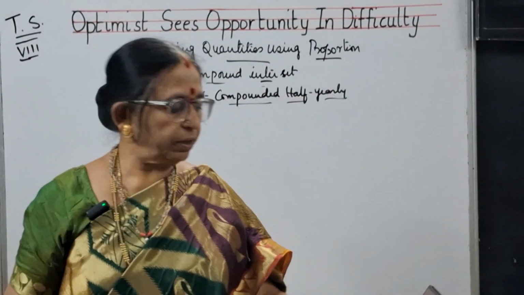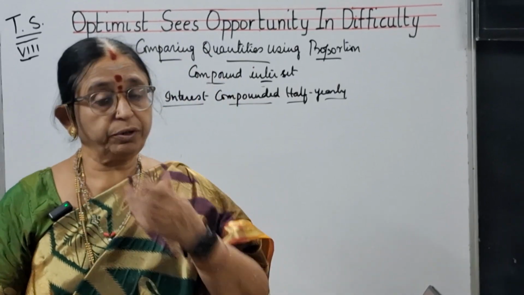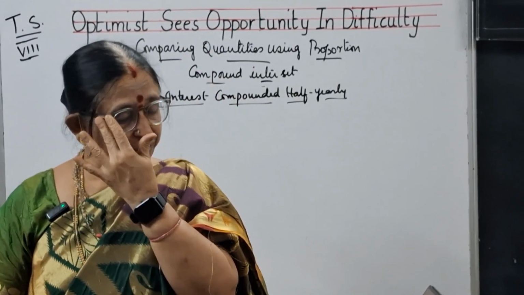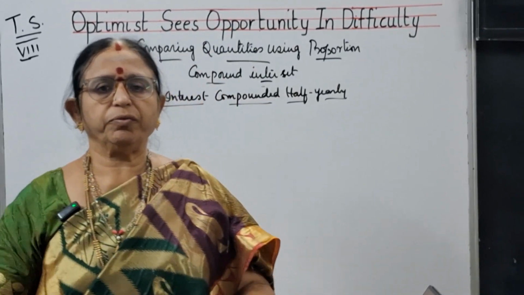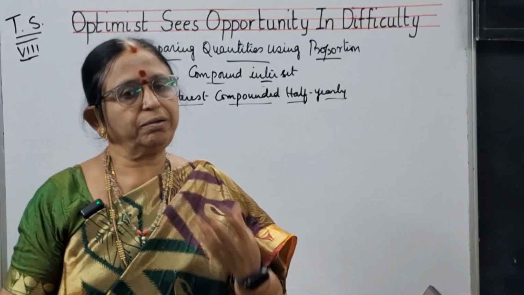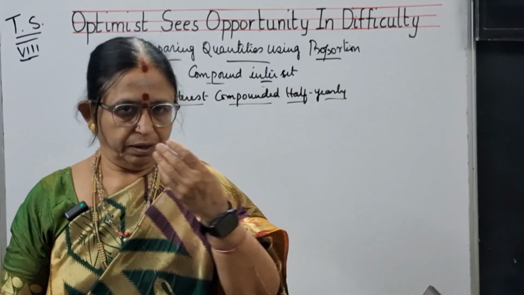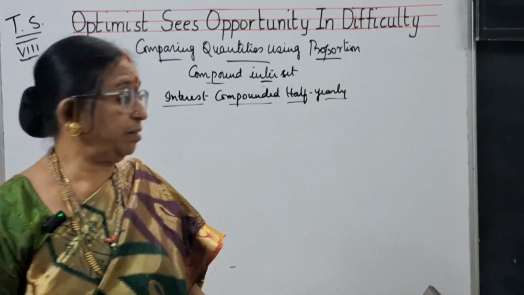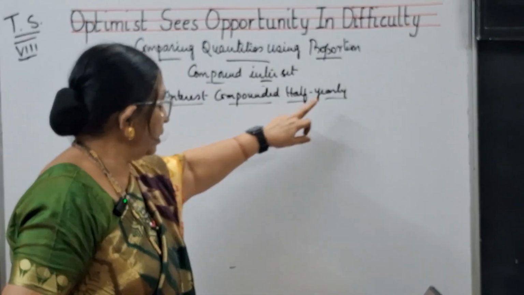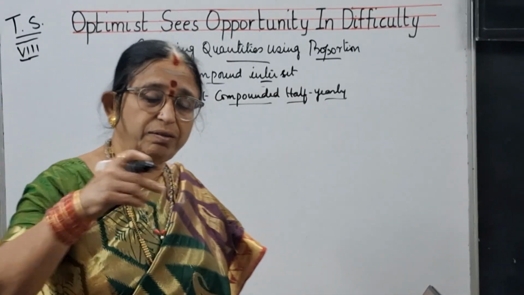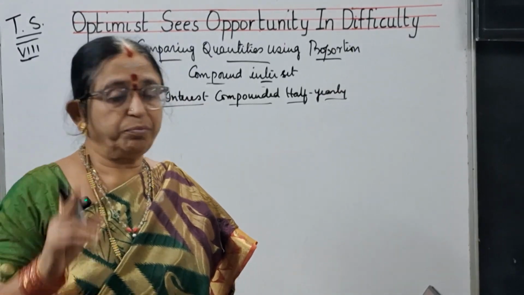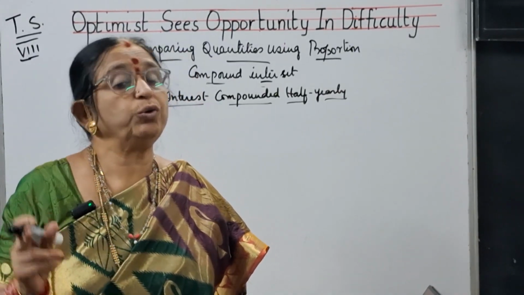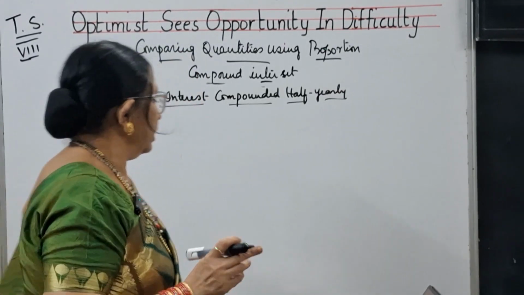The next one is, children, interest compounded half yearly. Half yearly means usually, in whatever sums we have done till now, interest is calculated once in a year. But when interest is compounded half yearly, that means they calculate for every 6 months. That means for 1 year, they calculate 2 times.